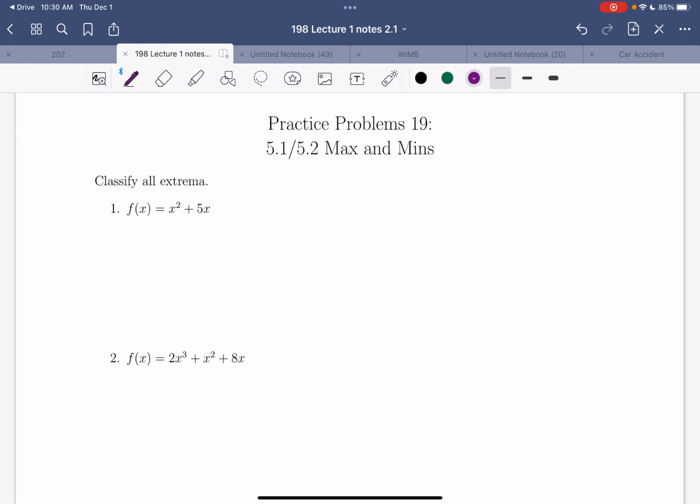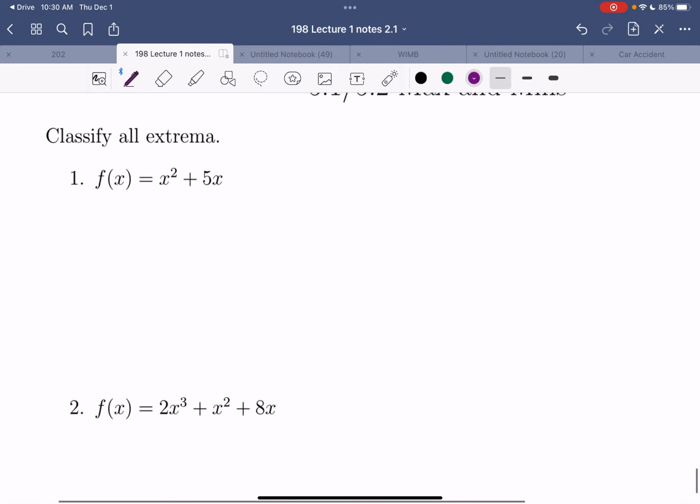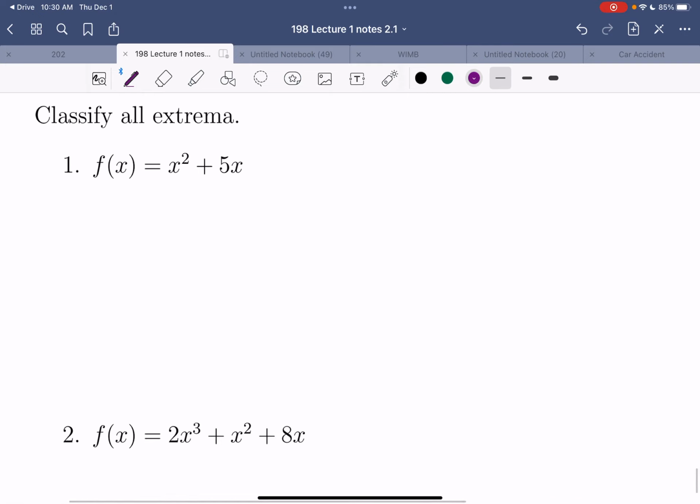All right, so we are working on the practice problems 19 from section 5.1 and 5.2. We're being asked to classify all extrema, so that means find your local maxes and mins. You can use first or second derivative test here, your call. Either way, the first thing that we do is find our critical points, which is to take the first derivative and set it equal to 0.